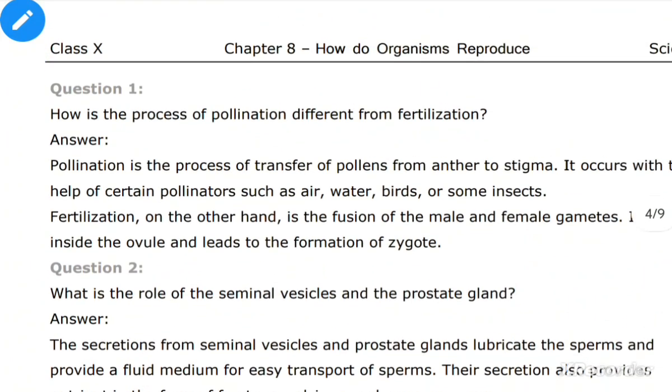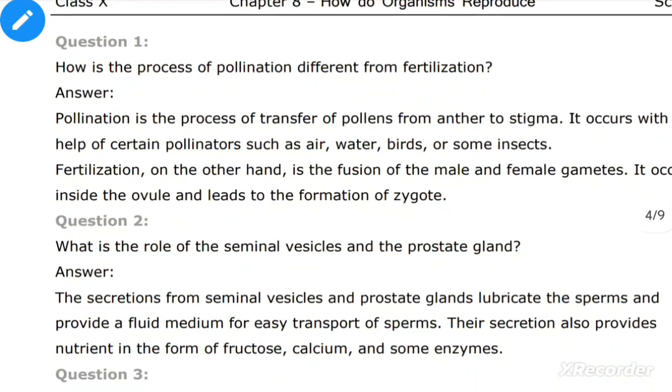Next question is, how does the process of pollination differ from fertilization? Answer: pollination is the process of transfer of pollen from anther to stigma. It occurs with the help of certain pollinators such as air, water, birds or some insects. Fertilization, on the other hand, is the fusion of male and female gametes. It occurs inside the ovule and leads to the formation of a zygote.